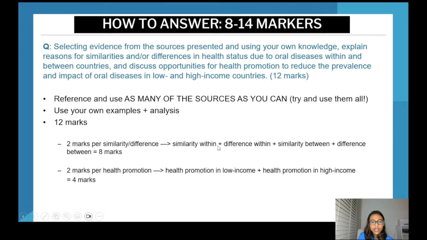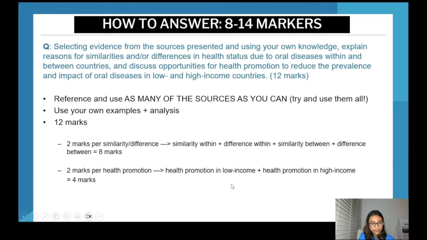Then a similarity within plus a difference within the country. So a similarity within populations in the country. Then a difference within populations in the country for health status due to oral diseases. And then a similarity between countries. And then a difference between countries. That's 8 marks altogether. Maths: 2, 2, 2, 2, 8.